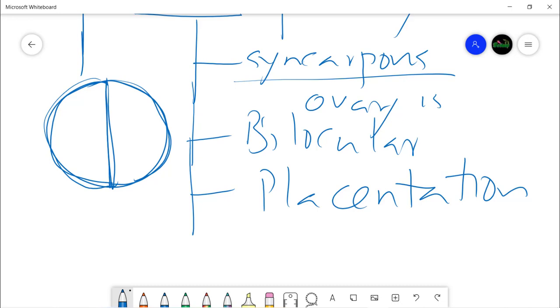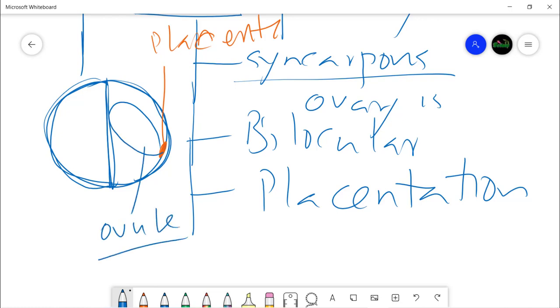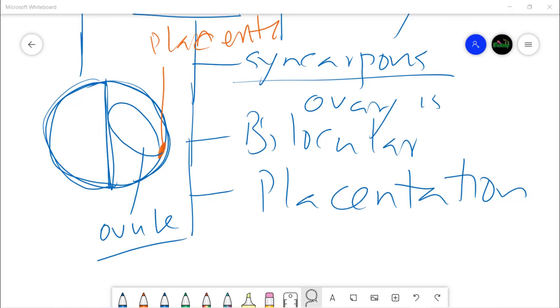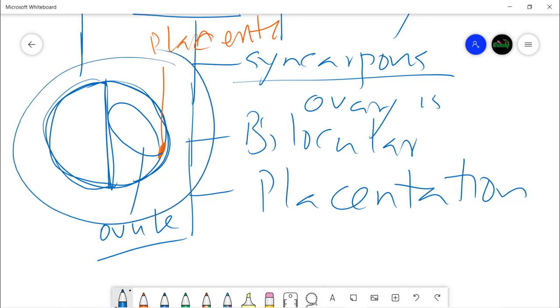So for example, if we just change the color of the pen a little. So for example, say this is placenta. So this is a specialized cushion-shaped tissue to which, say, this is an ovule and it is attached to this placenta. So this is an ovule. This is just to demonstrate the concept, the actual position in the ovary is somewhat different. This was just a demonstration to let you know the basic concept of placenta.